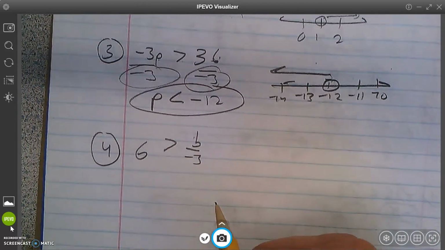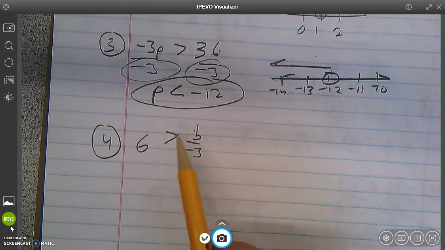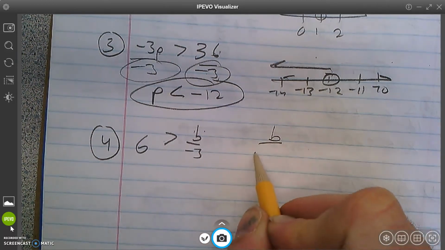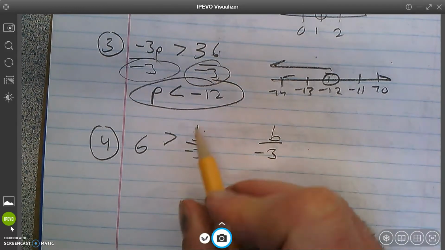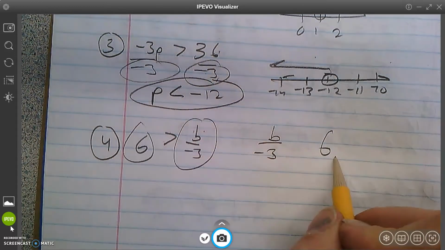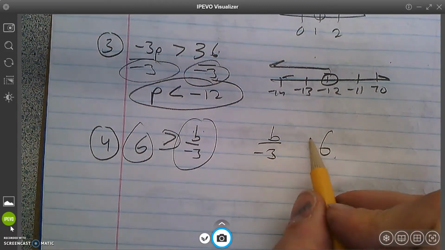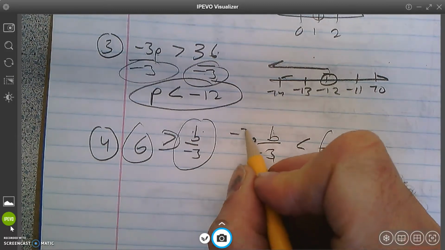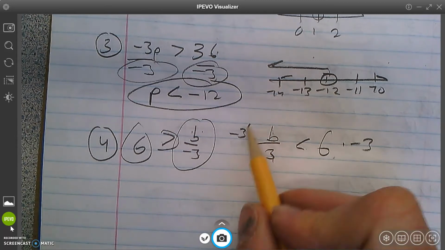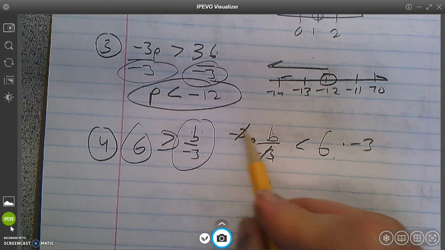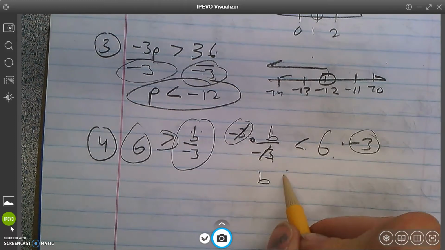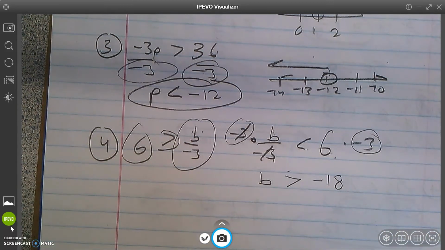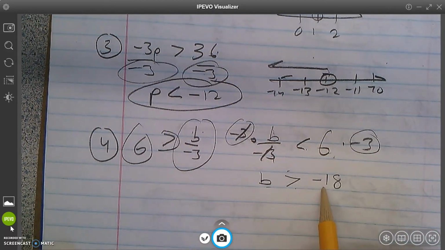All right, last but not least. Number 4. See if you can get it. 6 is greater than B. Oh, we might want to flip this one. Go. All right, this is what I did. I flipped it first. So I have this here, and I have 6 over here. And Pac-Man's eating the 6, so I'm going to keep Pac-Man eating the 6. The opposite of dividing by negative 3 is multiplying by negative 3. So B, I multiplied both sides by a negative, so the inequality flips. 6 times negative 3 is negative 18. Got it. So B is anything greater than negative 18.